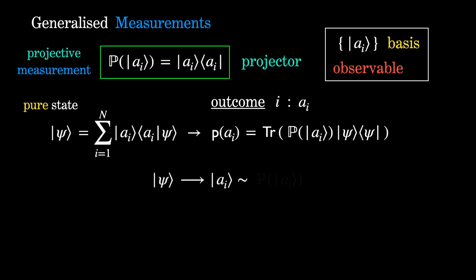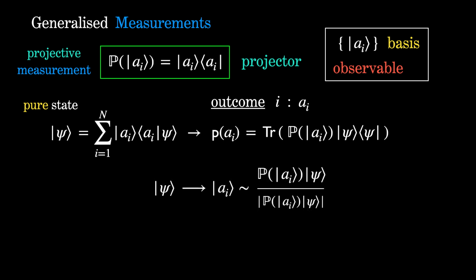This is similar to what we get by applying the projector P_i to psi, and we normalize this by dividing by the magnitude of this vector. We use the similar sign instead of an equal sign because the ket a_i is only equal to the right-hand side up to a phase factor.